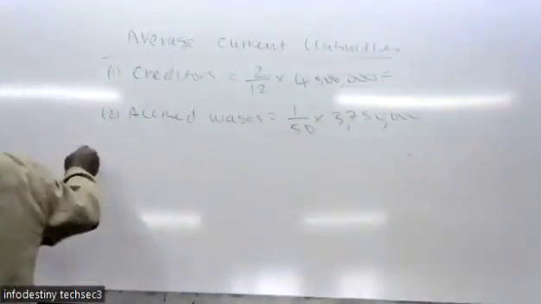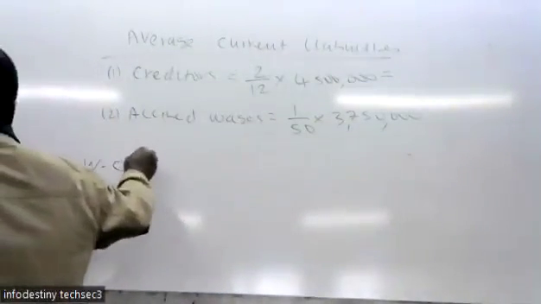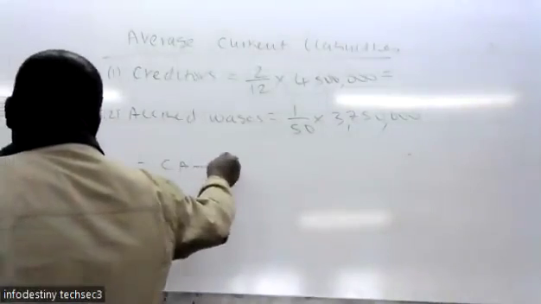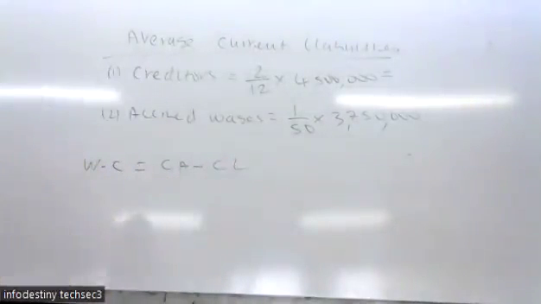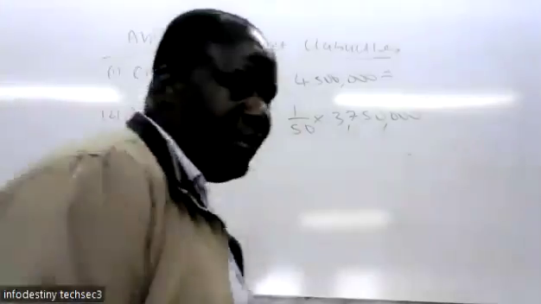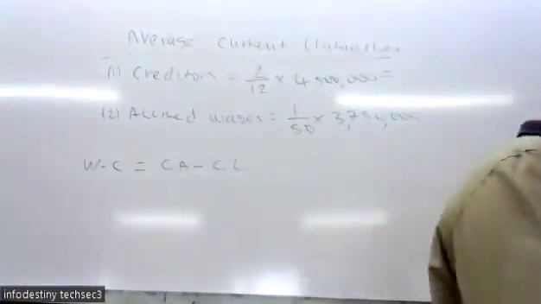So working capital is simply current assets minus current liabilities. So take what you have calculated as the current assets minus what you have as the current liabilities.